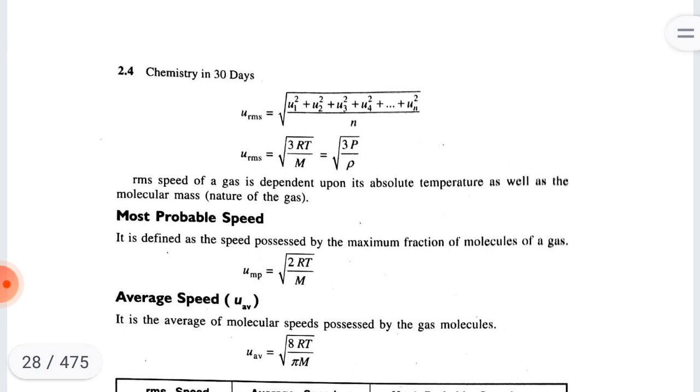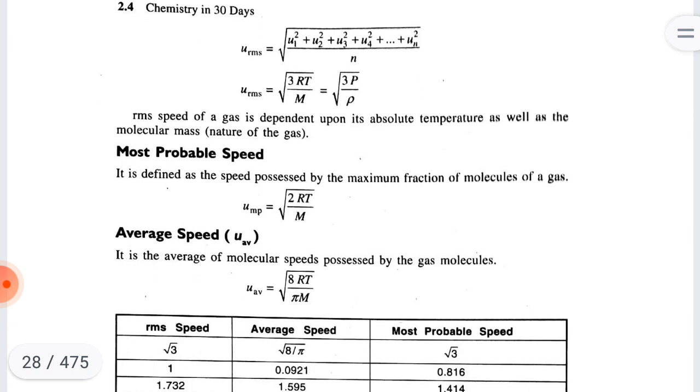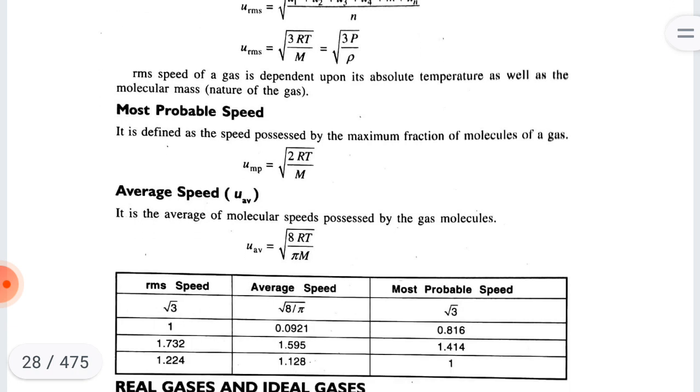RMS speed of a gas is dependent upon its absolute temperature as well as molecular mass, that is, the nature of the gas. Most probable speed is defined as the speed possessed by the maximum fraction of molecules of a gas. U_MP is equal to square root of 2RT upon M.